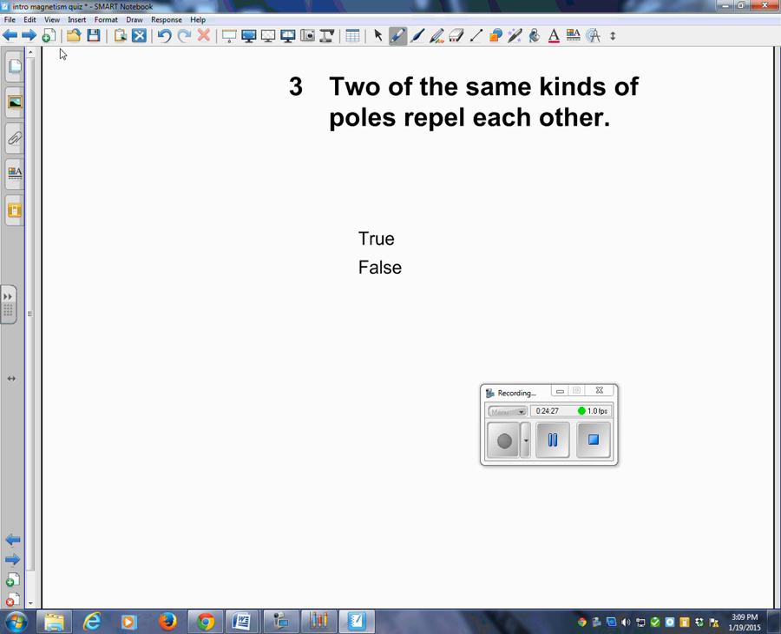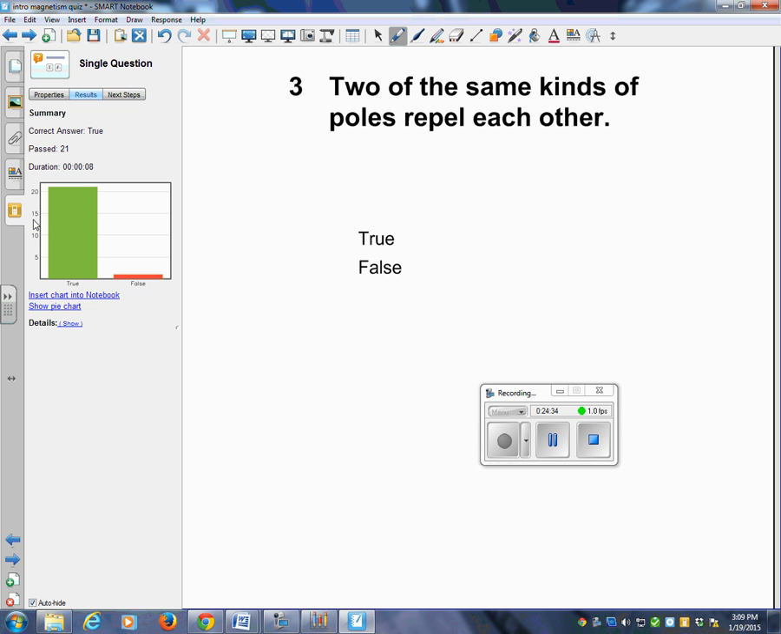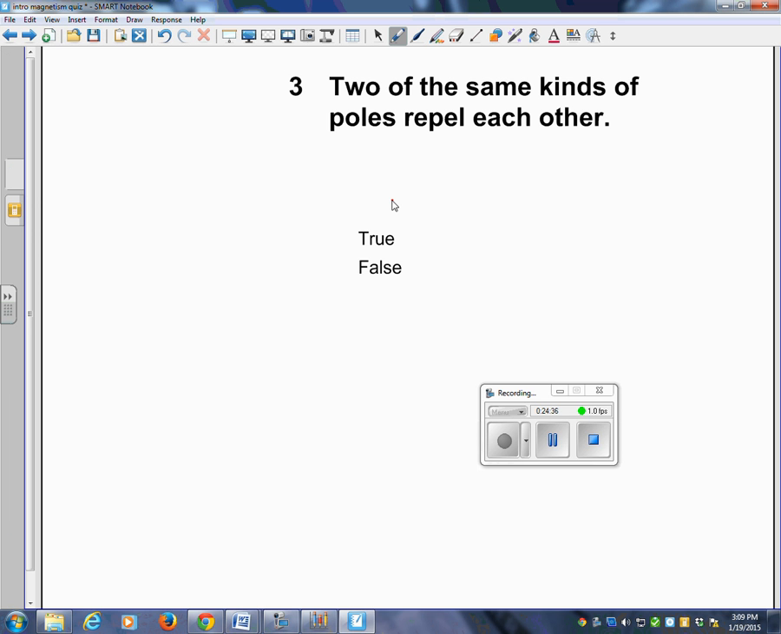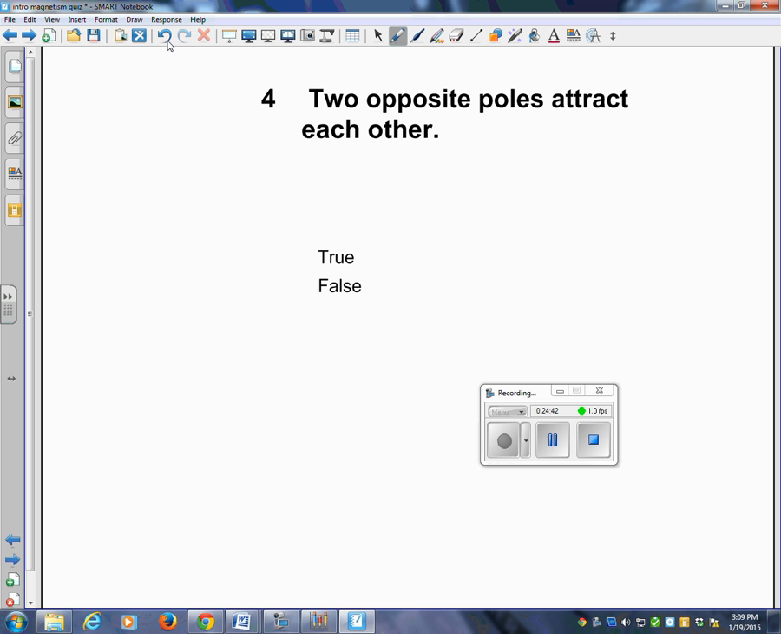Glad someone gets that. Two of the same kinds of poles repel each other. True. I don't know, someone got it wrong. True that. Two opposite poles attract each other.